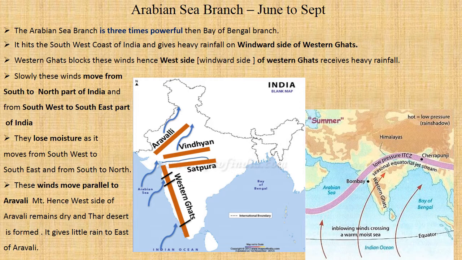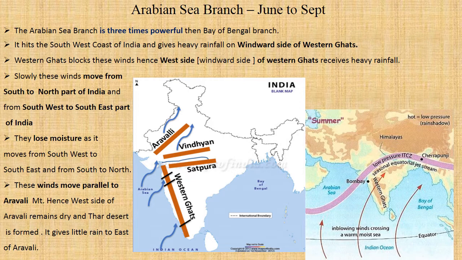Now let's pay attention to the Aravalli Mountains. The Aravalli Mountains lie in Rajasthan. The Arabian Sea branch runs parallel to the Aravalli Mountains. When the winds move parallel to the mountain, they do not give much rainfall as they are not blocked. So, the Aravalli Mountain runs parallel to the Arabian Sea branch, and that's the reason the Thar Desert has been formed on the west side of Aravalli, and the east side of Aravalli receives little rainfall.